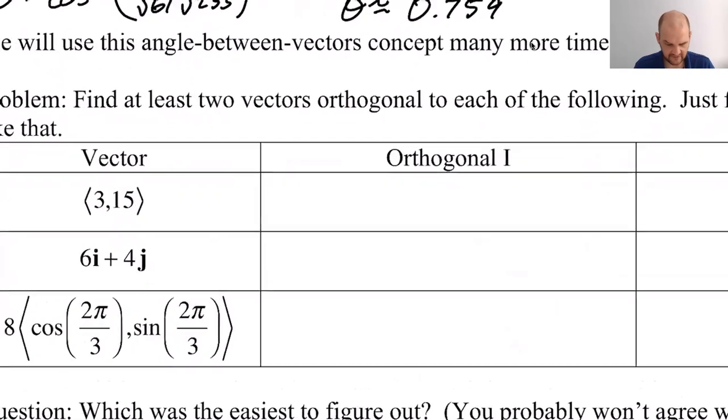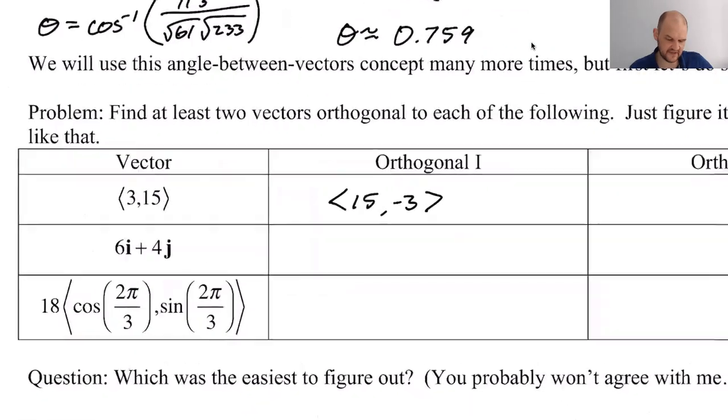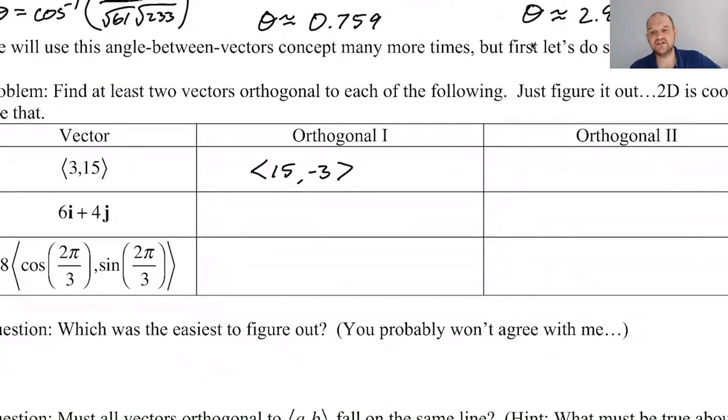Well, bear with me, what if I just switch them? Does that make the dot product 0? It does not at all. But what if I switch them and change the sign of one of them? Now I'm doing 3 times 15 plus 15 times negative 3. Guaranteed that's going to give me 0. That's the textbook two-dimensional trick: you switch them and change the sign.